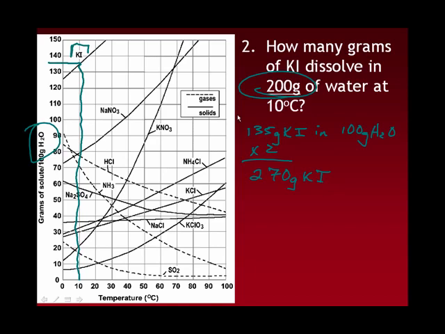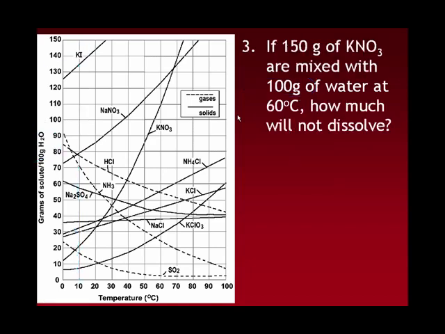And you know, your numbers may vary a bit. You may have thought it looked like 134 or 136. That's okay. It's a little imprecise on the chart, but as long as we have close to the same answer, you're good. Alright, one last one here. If 150 grams of KNO3 are mixed with 100 grams of water at 60 degrees Celsius, how much will not dissolve? Okay, so here's my KNO3 again.